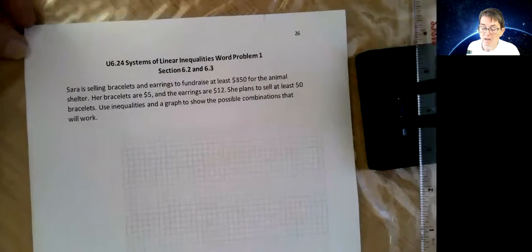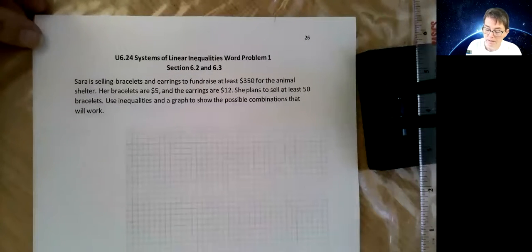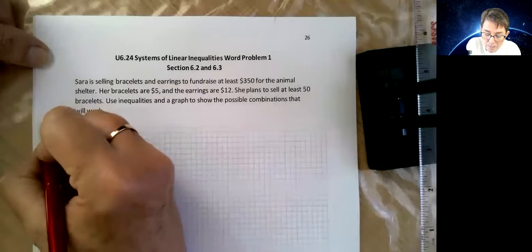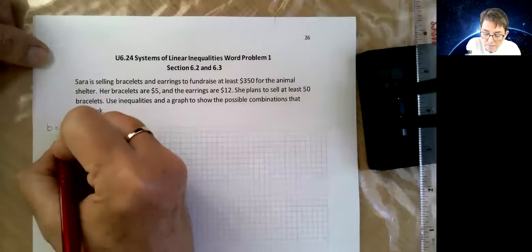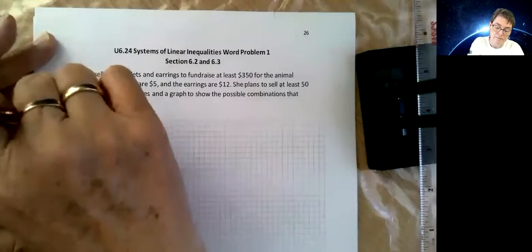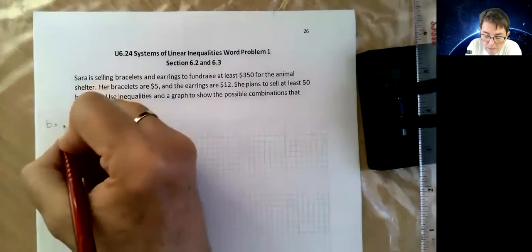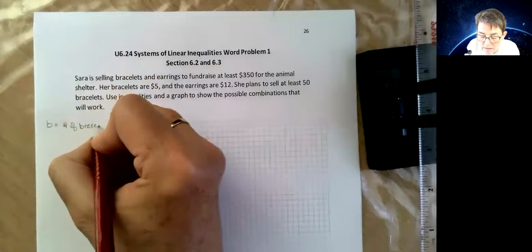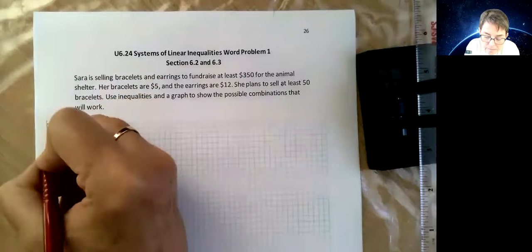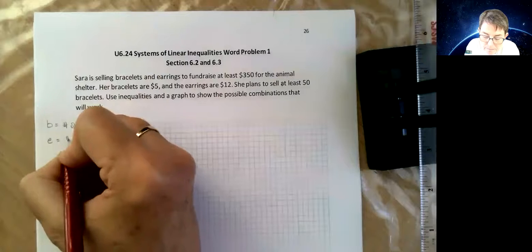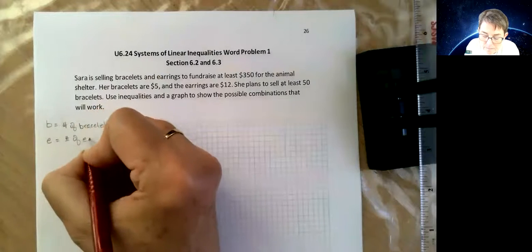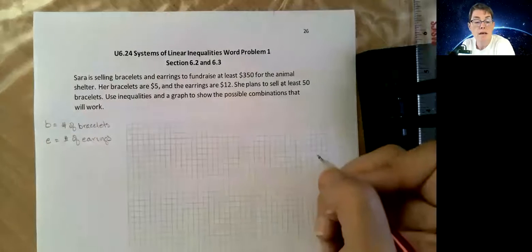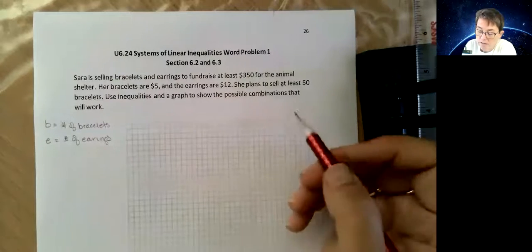Okay, well, let's start with our inequality. So I'm going to start with bracelets. Number of bracelets. Like always, I'll switch those to X and Y in a little bit after I'm done all the equation.